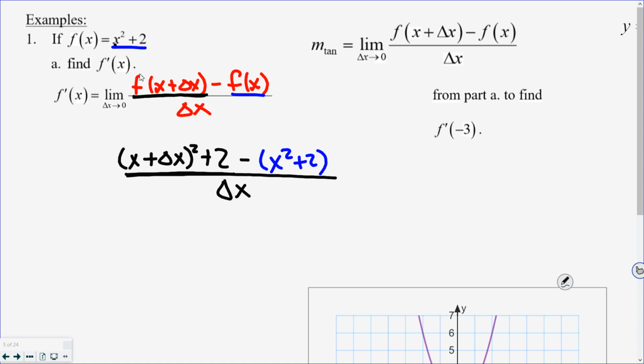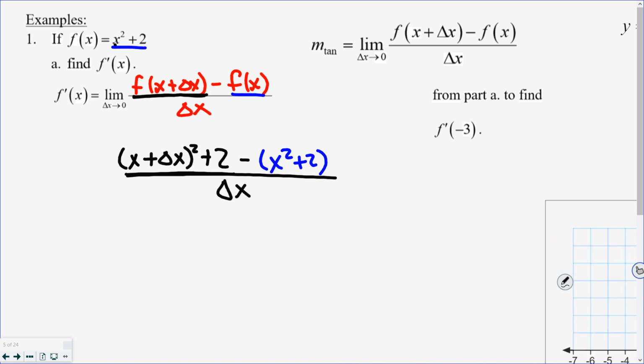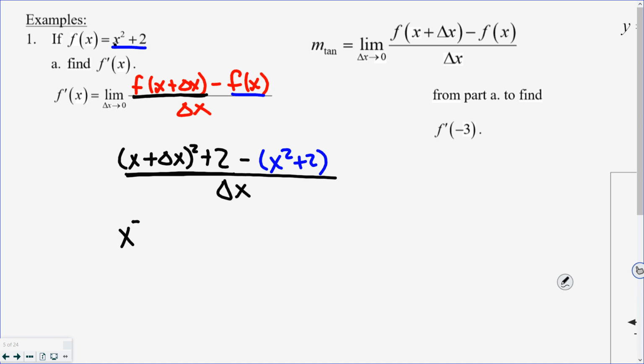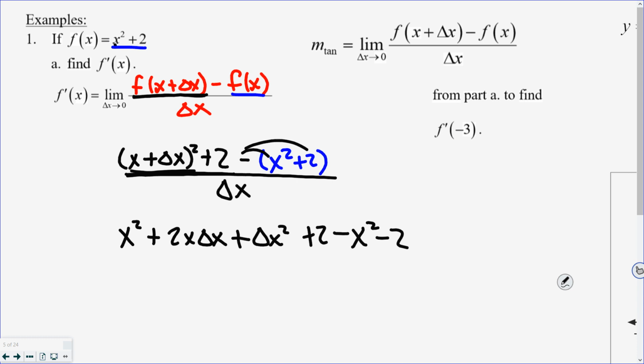Okay, now it's just a matter of working this out. This requires just a bunch of algebra. I'm going to take x squared plus, I multiply the 2 together and times it by 2, that'd be 2x delta x plus delta x squared. That's just multiplying that part out. I still have the plus 2, carry the minus through, so it'd be minus x squared minus 2. And that whole thing is above delta x.